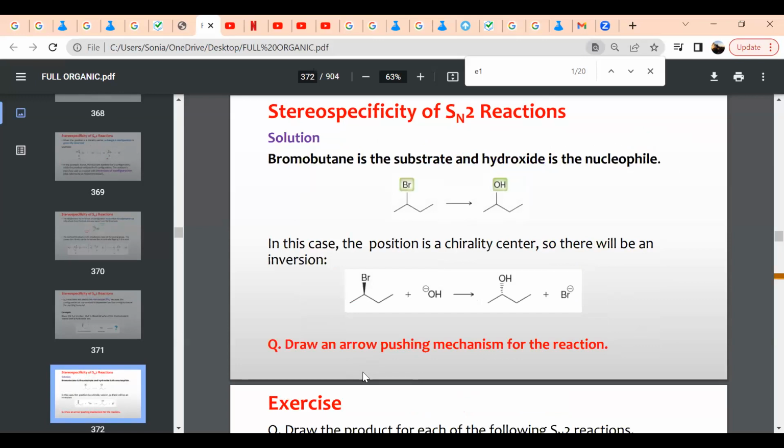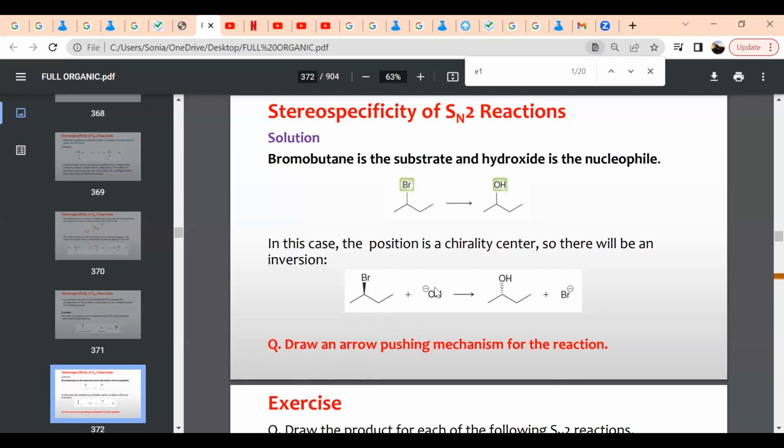So for example, here we have bromobutane as a substrate and hydroxide is the nucleophile. In this case, the position is a chirality center, so there will be an inversion. So draw an arrow pushing mechanism for this reaction.